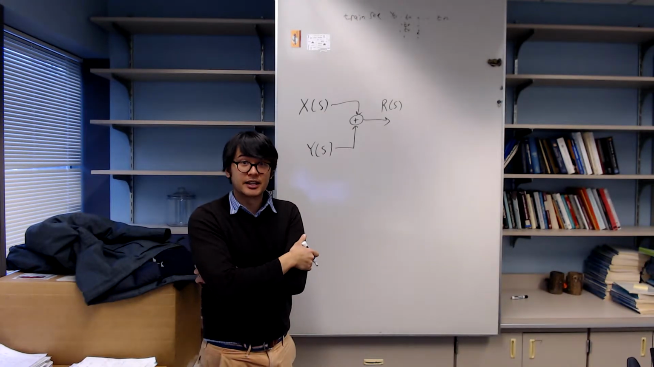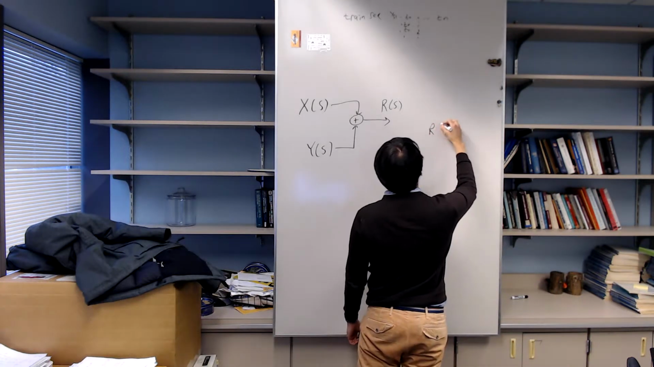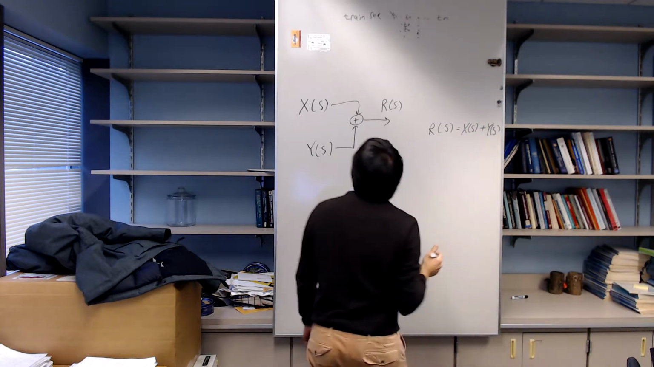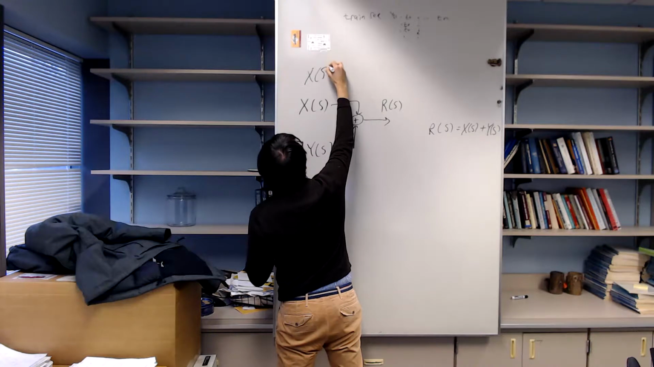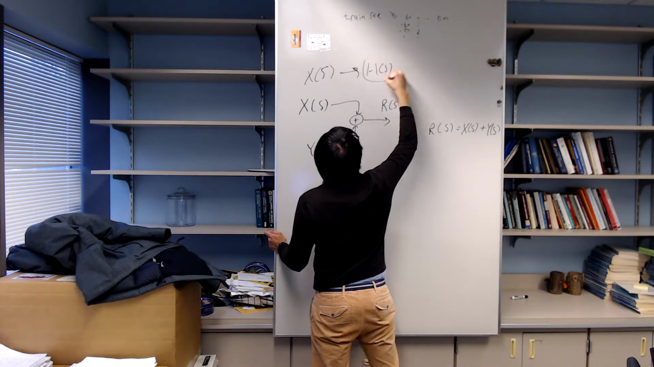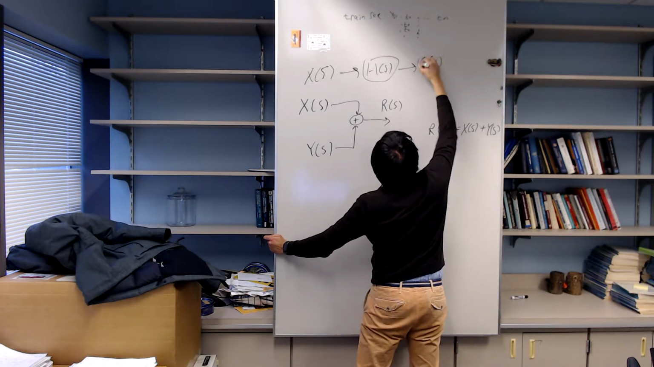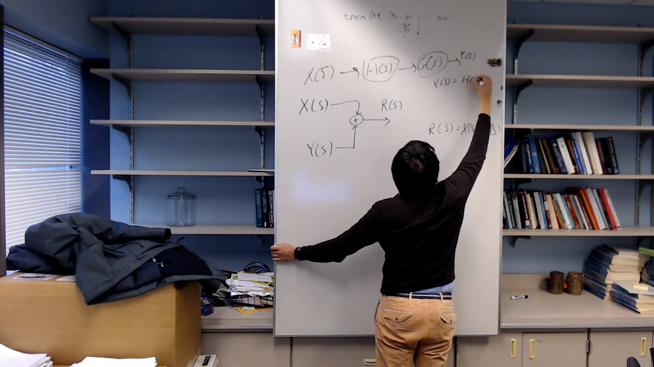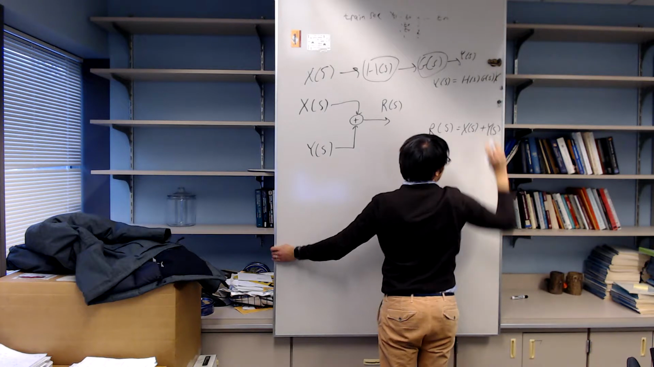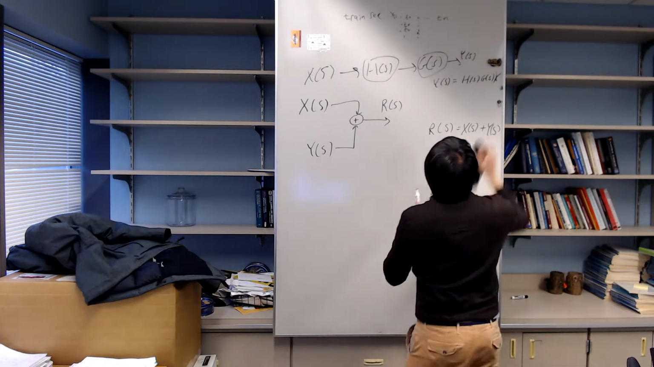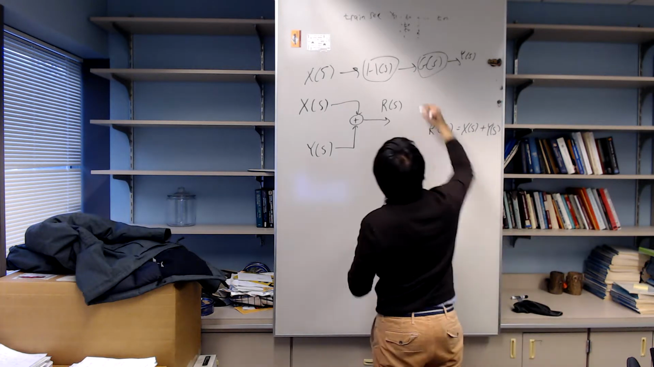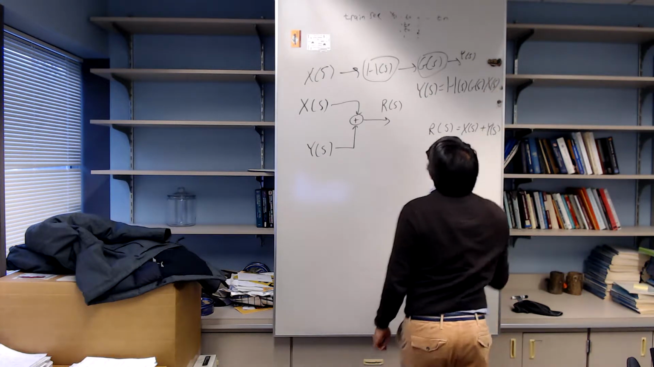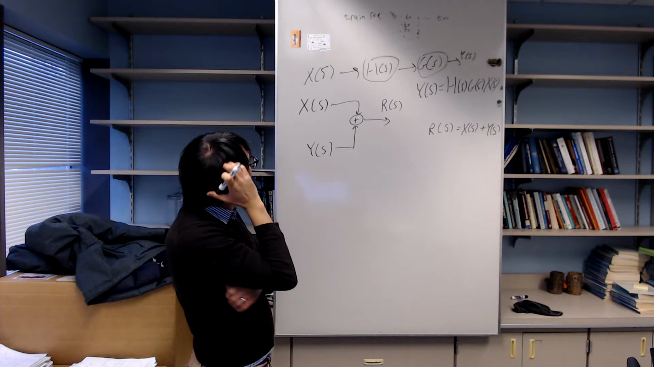And unsurprisingly, R of S is equal to X of S plus Y of S. It's the addition. So I'll just keep what we had up here earlier. X of S, H of S, G of S. This is a little different. It's out of order, but it doesn't really matter. We'd have, in this scenario, Y of S is equal to H of S, G of S, X of S. Let me write this bigger. Sorry. Not good at predicting how much space things will take up. Y of S is equal to H of S, G of S, X of S. All right, so we've got that. That's how the top system works. That's how this system works.